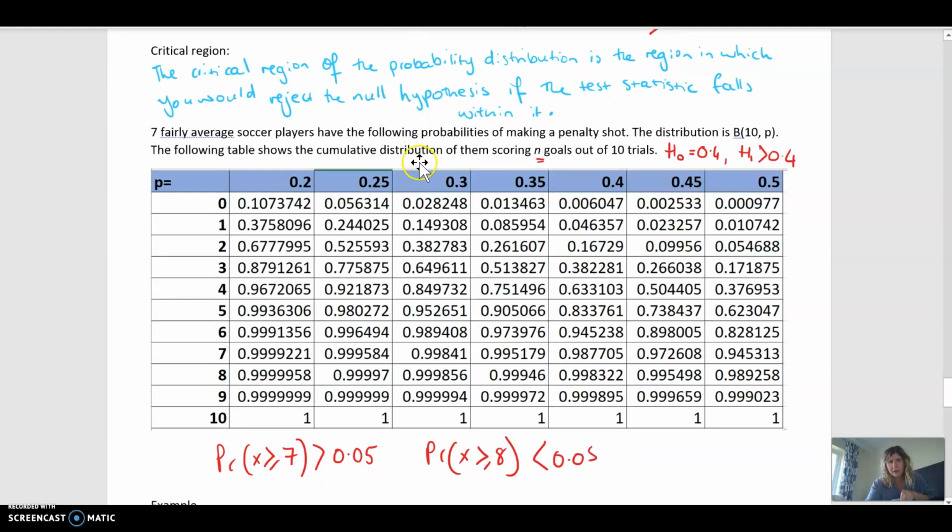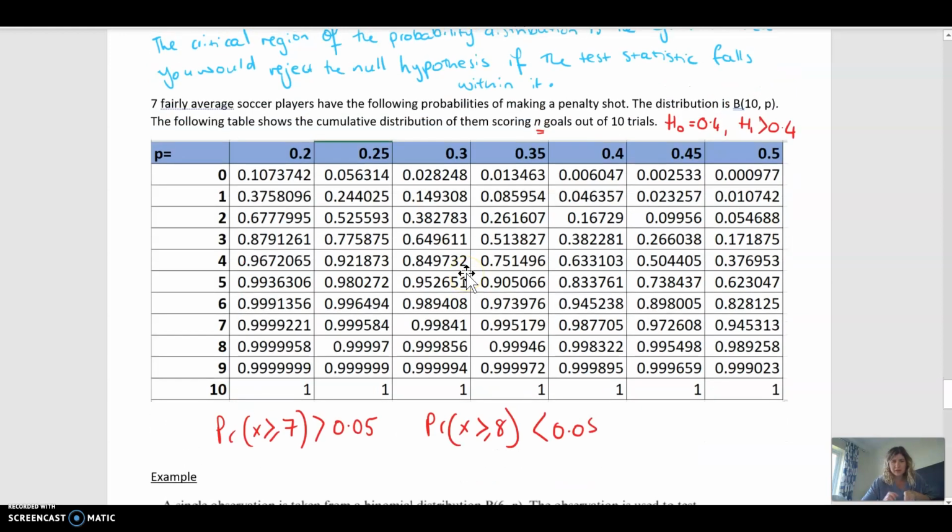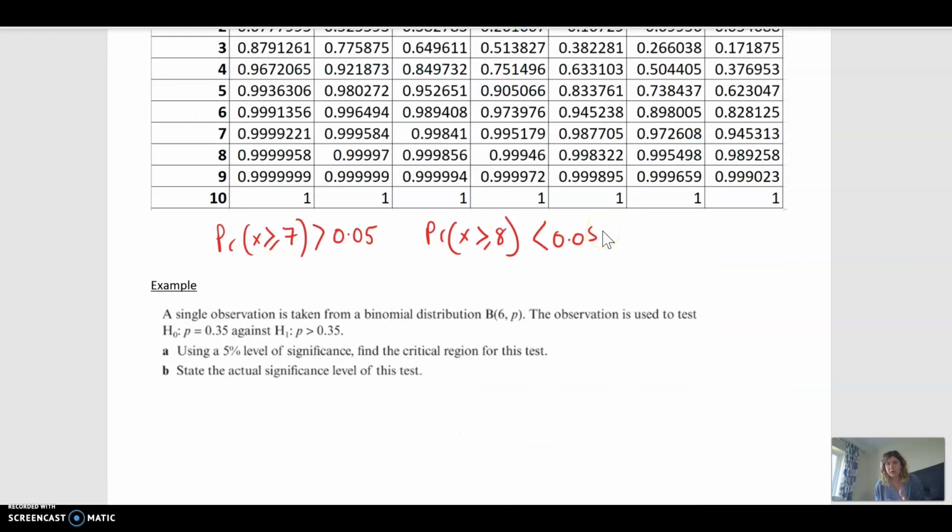All right, and what this is telling me is that x is greater than or equal to 8 is my critical region, because that will lead to me rejecting the null hypothesis, and x equals 8 is my critical value, because that's the first value within that critical region. Okay, so hopefully that makes sense.